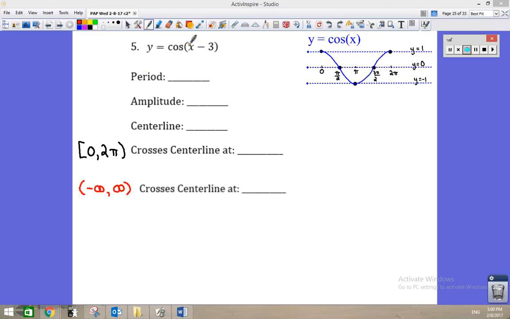The period is always 2 pi divided by the coefficient in front of x. 2 pi divided by 1 is 2 pi. The amplitude is always the multiplier in front of the sine or cosine. In this case, it's 1, and those are distances, and those are always positive values.